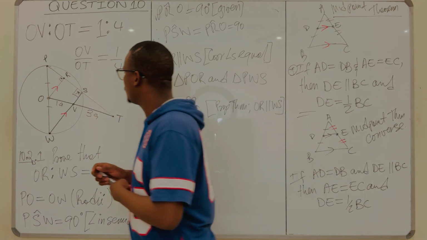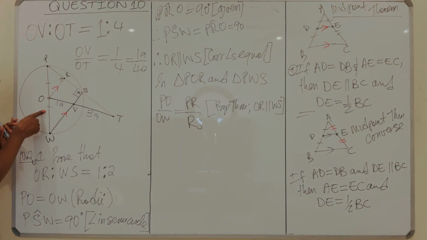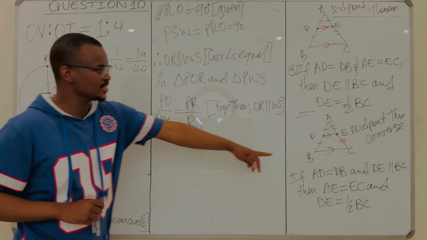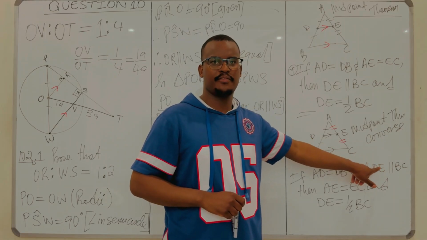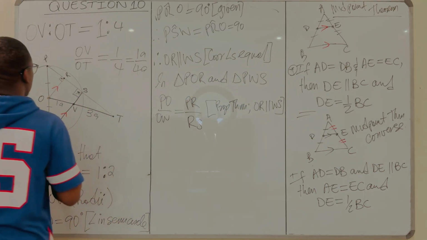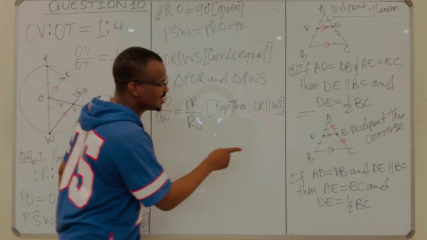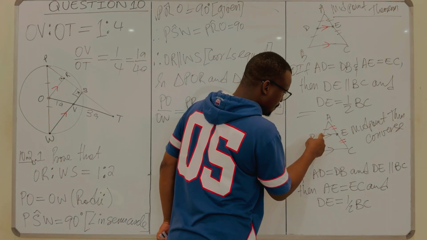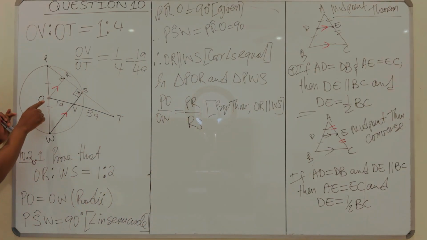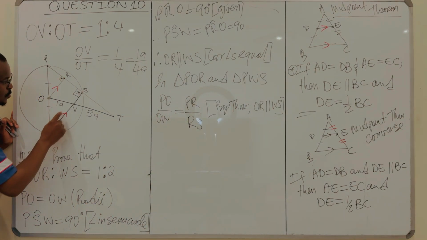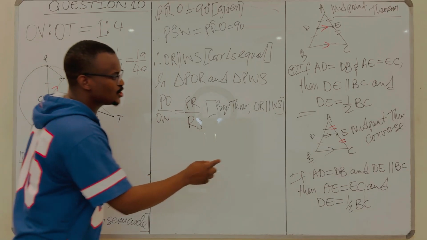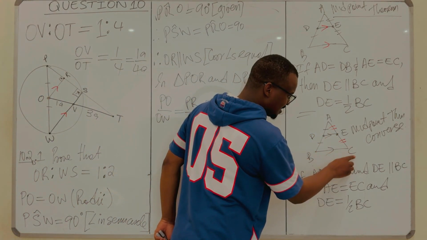So what we have here, if you look, is that this is equal to this, and this is parallel to this. So this side should be equal to that side, right? And this should be half of this. It's the converse. It's this one over here. Look, your PO is equal to OW, which in this case means your AD is equal to your DB, fine. And your OR is parallel to WS, which we proved. In this case, your DE is parallel to your BC, which is that.